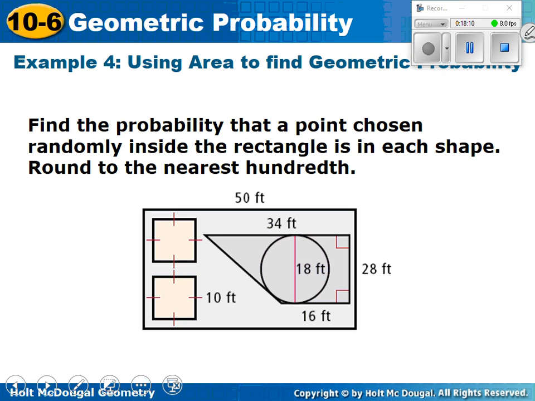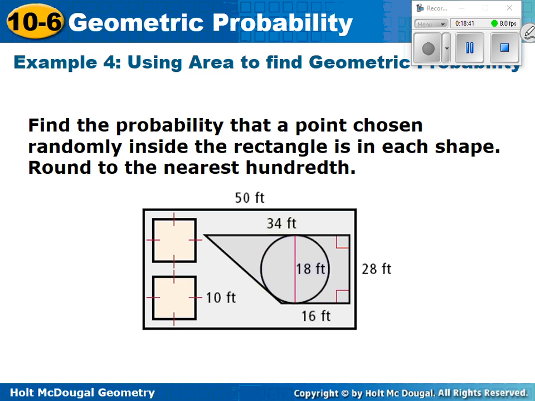Last thing that's in 10.6. This is going to be more like if you were playing darts and they say, what's the probability that you hit the bullseye on the dartboard? That's where you're going to have to find the area of the bullseye and the area of the dartboard. So this was the same kind of question here. It says find the probability that a point chosen randomly inside the rectangle is in each shape. Round to the nearest hundredth. And then I gave you 3 different questions.